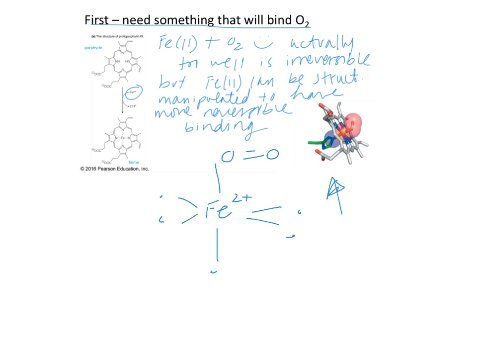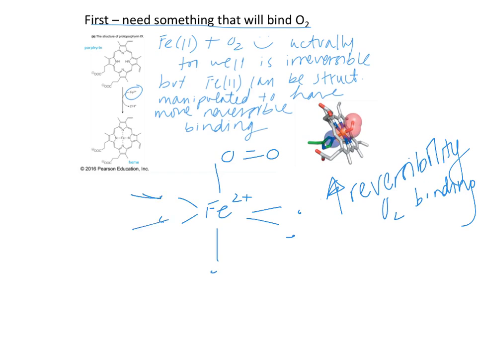I just can never spell, can I? Anyway, this increases reversibility of O2 binding. Okay, so we need to cover up or hide 5 out of the 6 sites. Now, the 4 sites that are in this plane here are going to be covered up by the porphyrin ring.